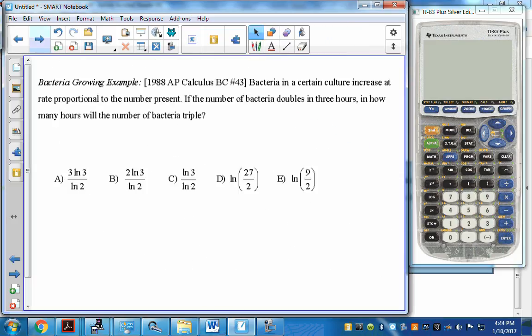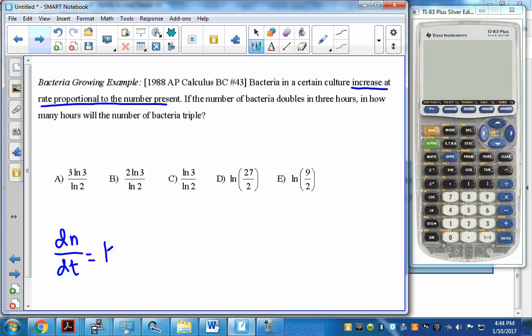Here's a problem that was given on the multiple choice portion of the test. This is 1988. Bacteria in a certain culture increases at a rate proportional to the number present. So as soon as you see that, rate proportional to the number, so the rate of increase, I'll use n for number, we'll say t is time, is directly proportional to the number. And the number of bacteria doubles in 3 hours. How many hours will the bacteria triple?